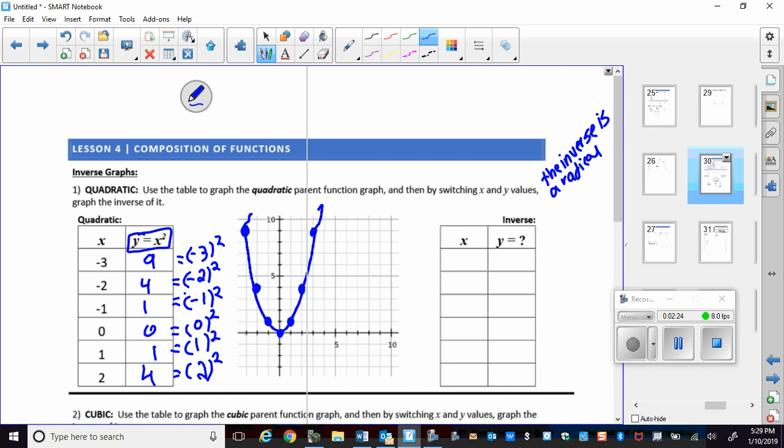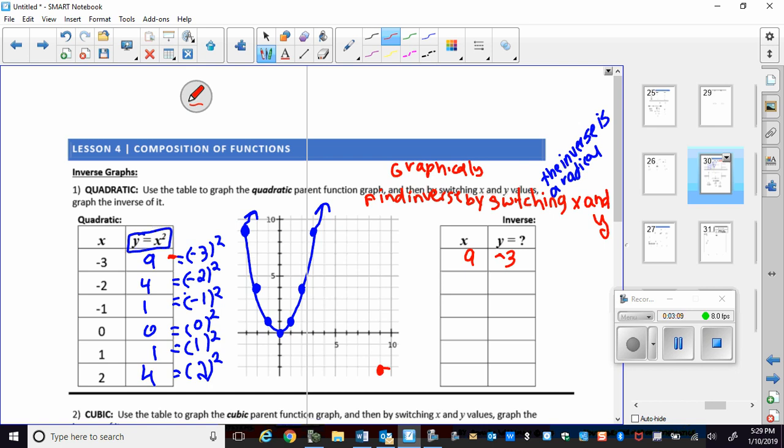Now, the inverse of this parabola, I can find by switching the x and y's. So find the inverse graphically, by switching x and y. For my first point here, I'm switching the x and y. Here's 9, -3. So I'm just going to go ahead and graph that. So right 9, down 3.